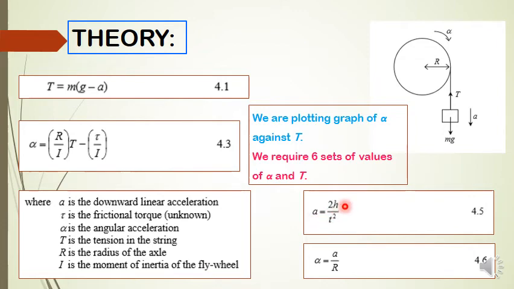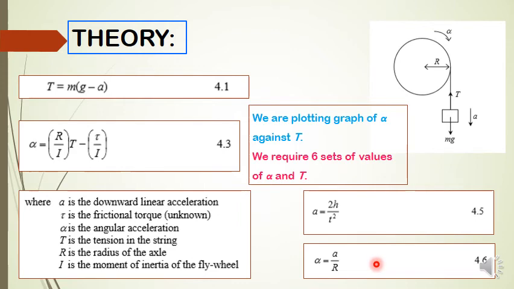is the falling distance of the mass and t is the time taken for the mass to fall to the ground. Then we substitute the value of a obtained from equation 4.5 into equation 4.1 to calculate the tension in the string T. For the values of alpha, we use equation 4.6.